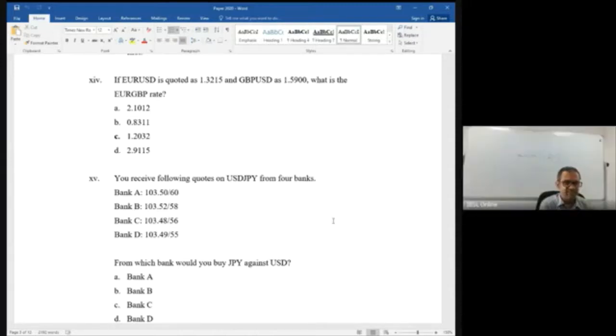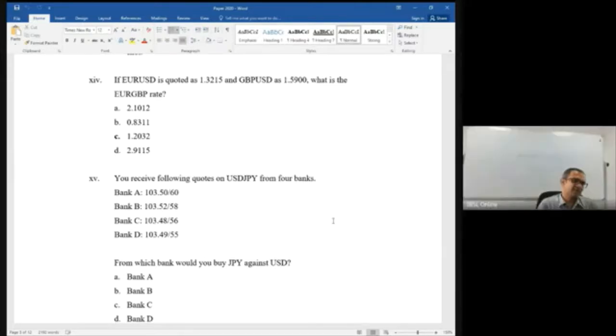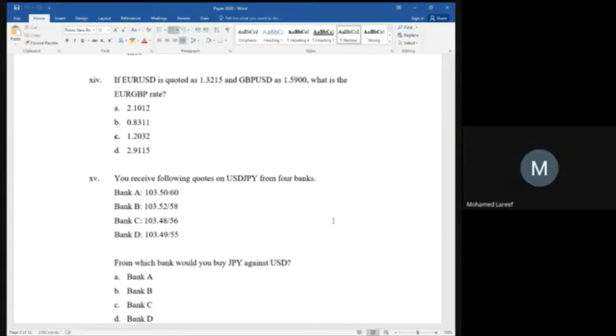Is it correct? Any other answers? It should be D. It should be B. Why? Because the bank selling rate, which we buy, is 55. Sorry, the bank selling rate is 103.55, sir. That is the lowest at which we can buy.